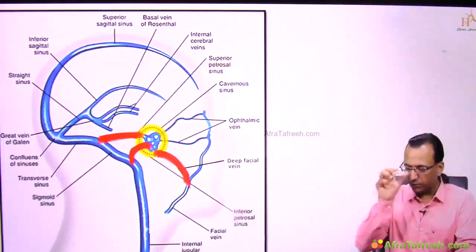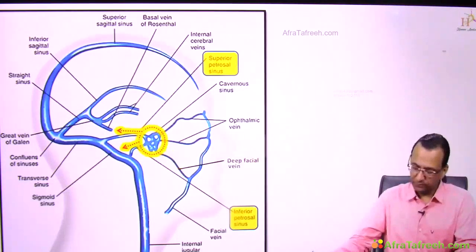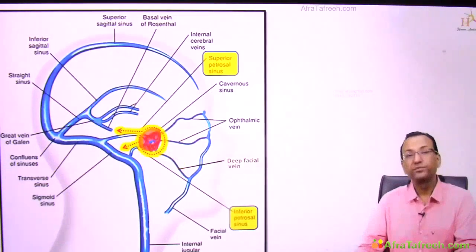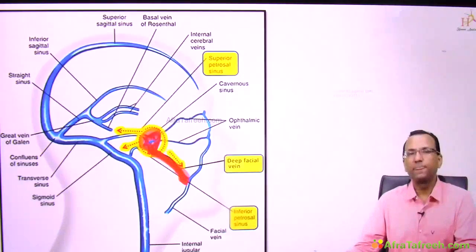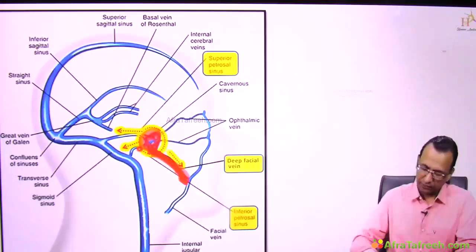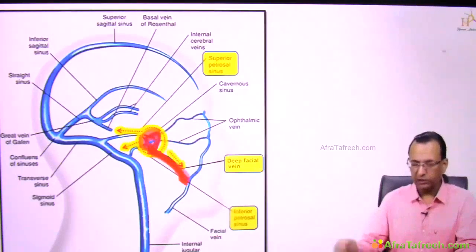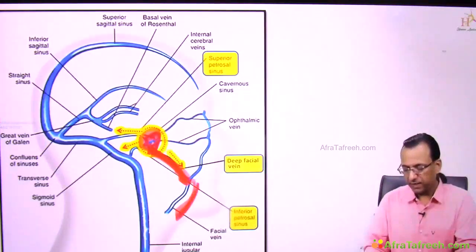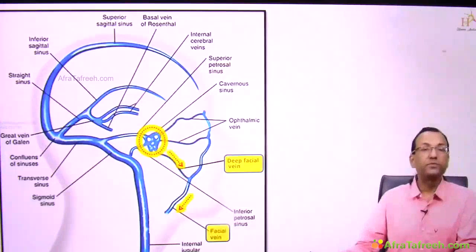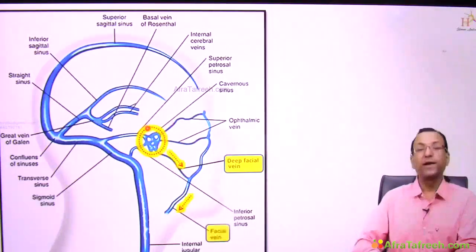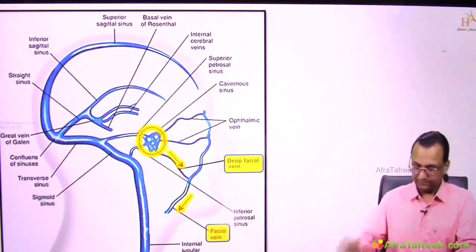If you say deep facial vein, can you tell me where the deep facial vein is draining? The cavernous sinus will actually drain into the pterygoid plexus, and the pterygoid plexus will drain into the deep facial vein. So first you have the cavernous sinus, then the pterygoid venous plexus, then the deep facial vein, and then the facial vein. So now the blood will come into the facial vein. Tell me the circulation again. The cavernous sinus drains into the pterygoid venous plexus, draining into the deep facial vein, draining into the facial vein. That is the circulation.